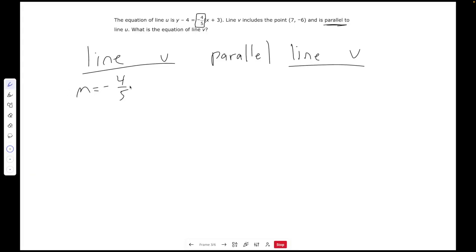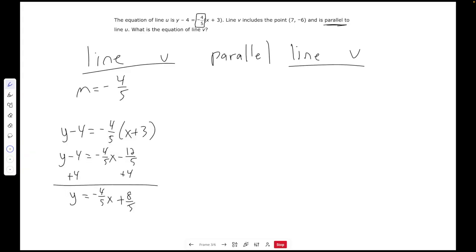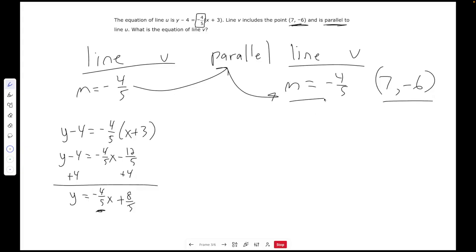If you were not sure about point slope, what you could have done is solve this for y. I'm going to do that right now. And you can see that once you solve for y and put it in slope-intercept form, you get the same slope, right? -4/5. All right, and now for line V, we know that they are parallel, right? So parallel means that the slopes are exactly the same. So now we have a slope for line V. They told us it has to go through 7, -6. We have a point, we have a slope, so now we can do something. We can plug it in.